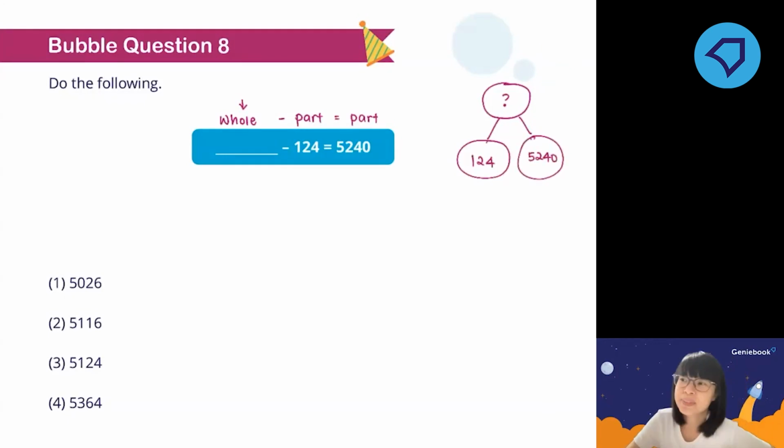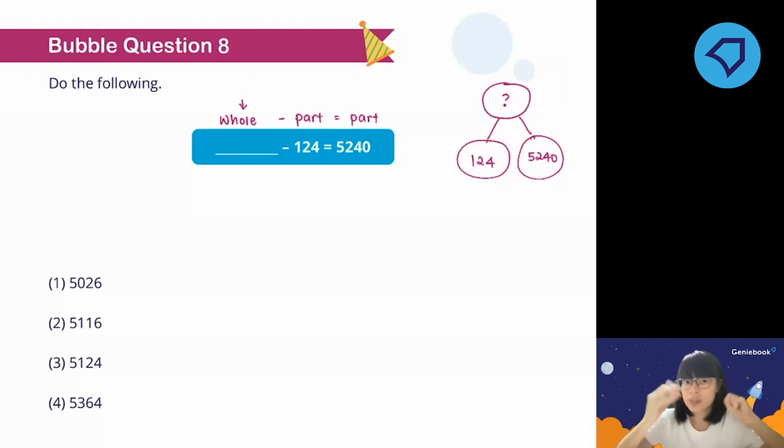So what do you need to do? Do you need to do addition or do you need to do subtraction? Remember your number bond. Are you finding a smaller number or are you finding a bigger number? If you're finding a smaller number, do subtraction. If you're finding a bigger number, do addition. When you do subtraction, do you take a big number minus a small number or a small number minus a big number? You must always take a big number minus a small number, okay?